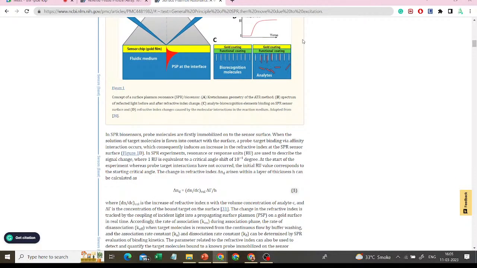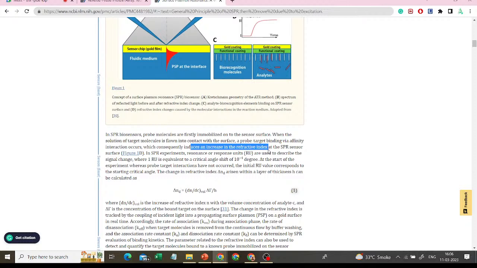per ml. So here what happens is that in SPR biosensors, probe molecules are first immobilized onto the sensor surface. I am just giving you the basic principles of what happens, so hopefully you can visualize it as well. When the solution is flown into contact, probe-target binding by affinity interaction occurs, which consequently induces an increase in the refractive index at the SPR sensor surface.